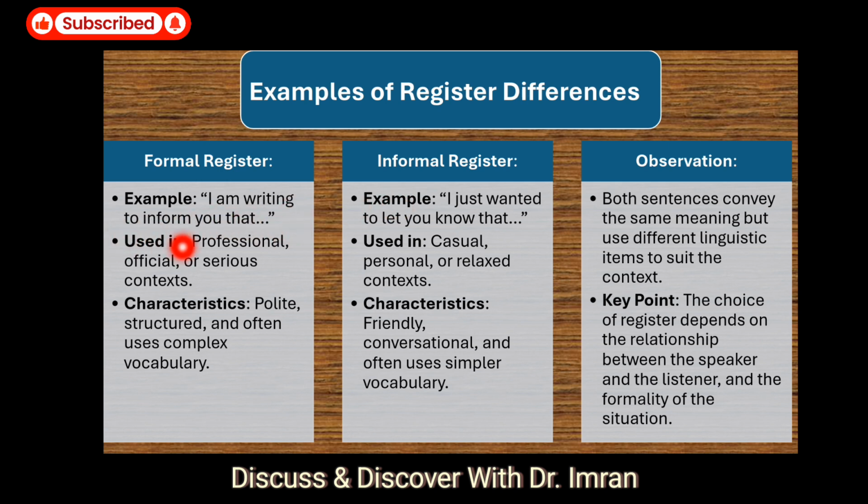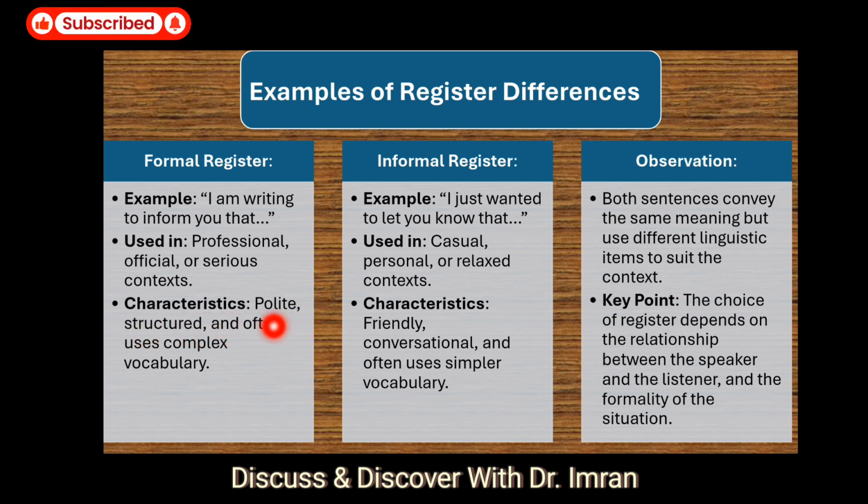I am writing to inform you that you're fired from your job. The situation is a formal one. And I just wanted to let you know that I bought a new mobile phone. The situation changes, right? Formal register is used in professional, official, or serious contexts. And informal register is used in casual, personal, or relaxed contexts, when the context is not serious but relaxed.